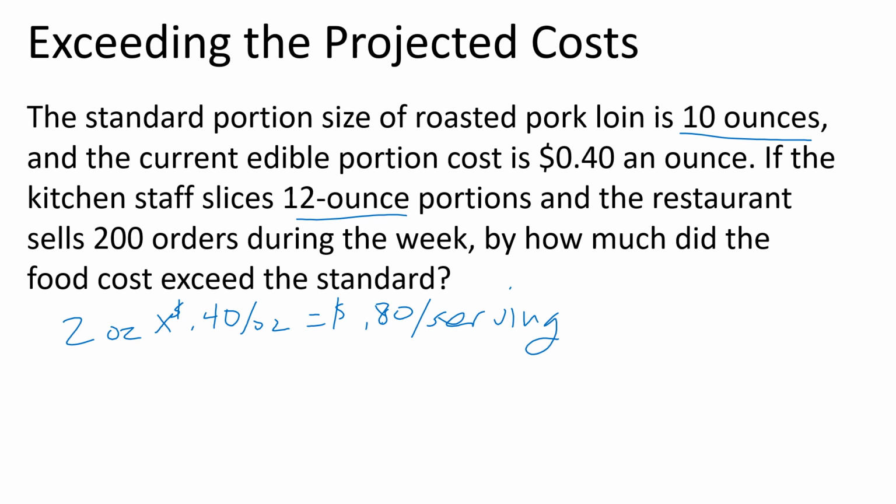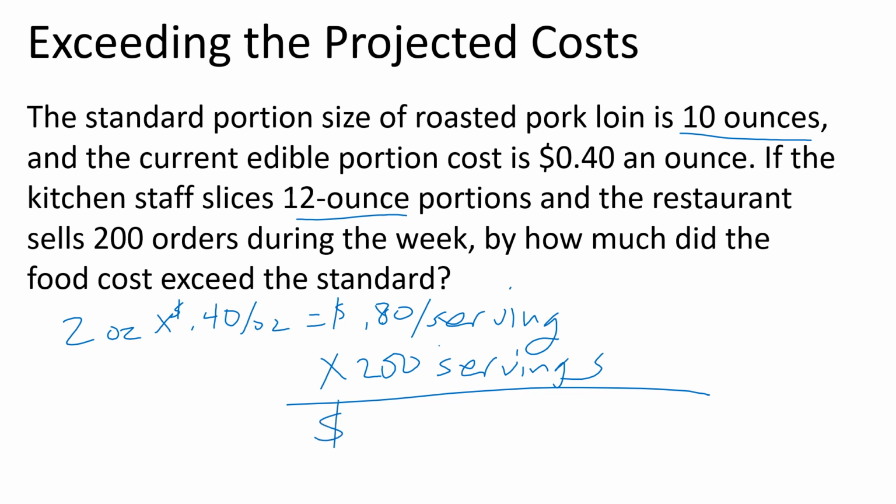Now that 80 cents, because we sold 200, our 80 cents per serving that we went over is a total of $160. We went over by $160 than what we should have sold based on our standardized recipe or standardized serving. Okay, so this is important.